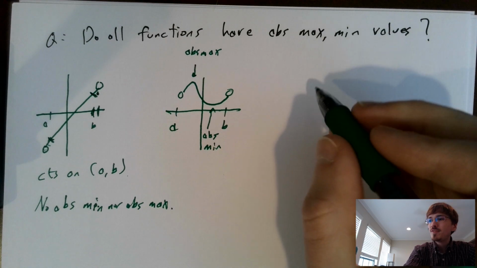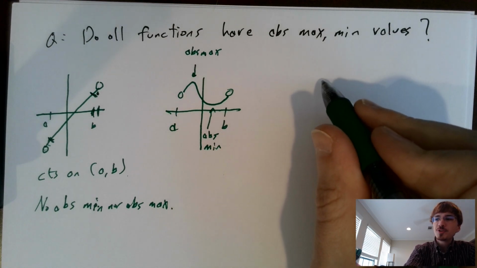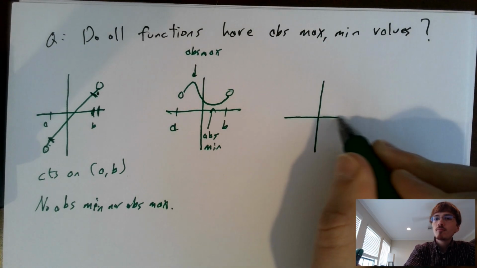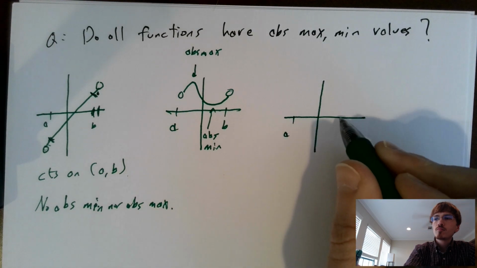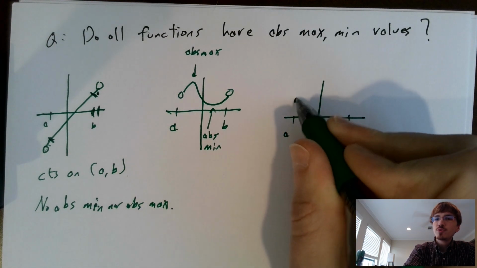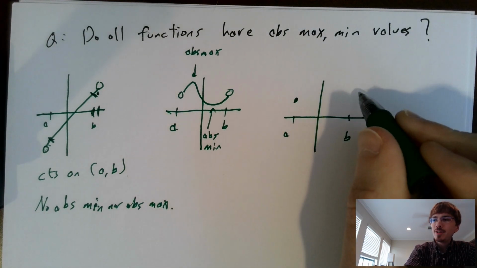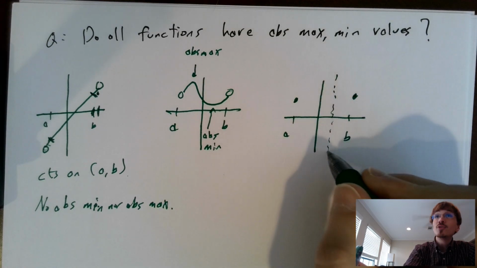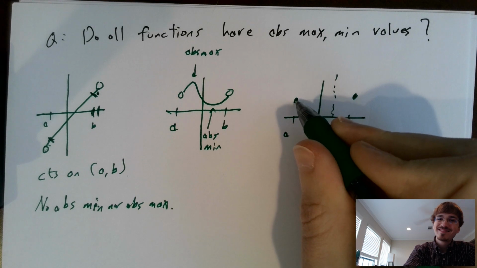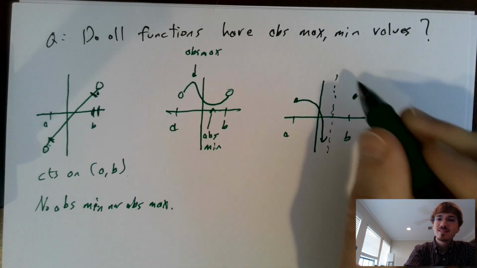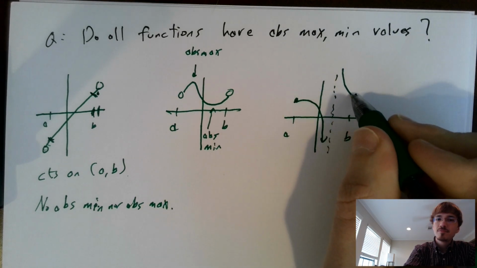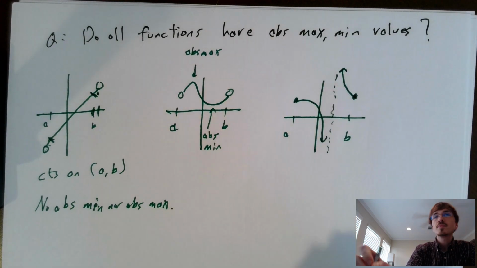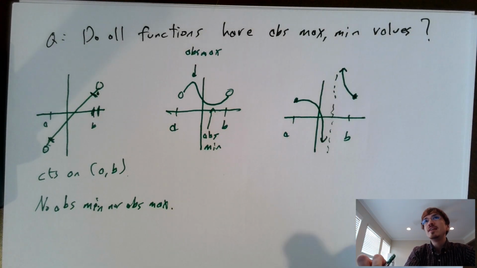What if we have a point of discontinuity? Let's draw another picture. Suppose we have nice filled-in endpoints that make us happy, and maybe we have a vertical asymptote. Does this function attain an absolute minimum or absolute maximum value? Pause the video, what do you think?